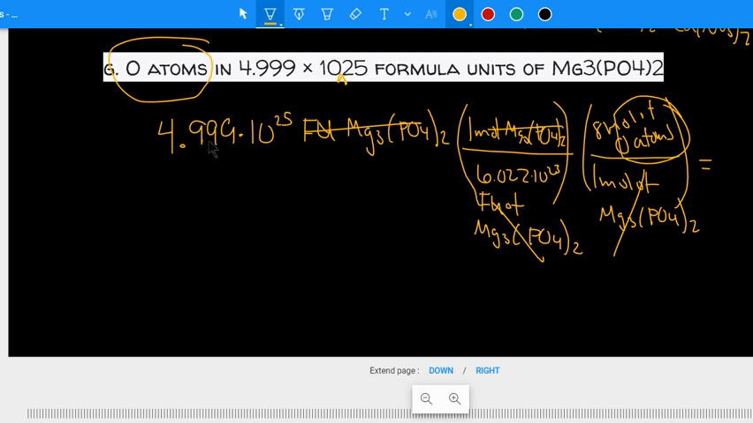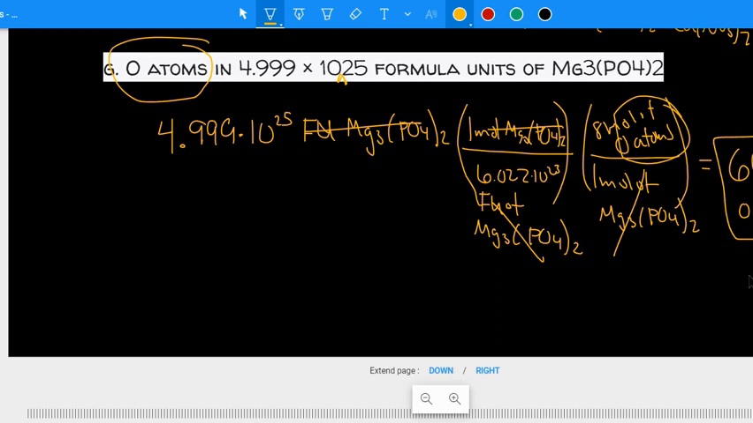So you take 4.999 times 10 to the 25th divided by 6.022 times 10 to the 23rd. 25 minus 23 is 2, so the exponent of 2 should make sense, because my answer is 662.9 moles of oxygen atoms. I'm going to write this in scientific notation for you.